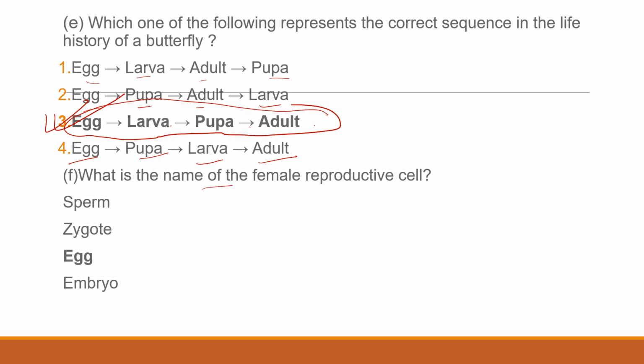What is the name of the female reproductive cell? Sperm, zygote, egg or embryo? The answer will be egg. Egg is the female reproductive cell.